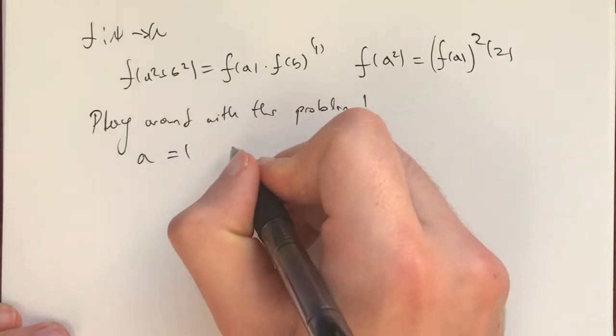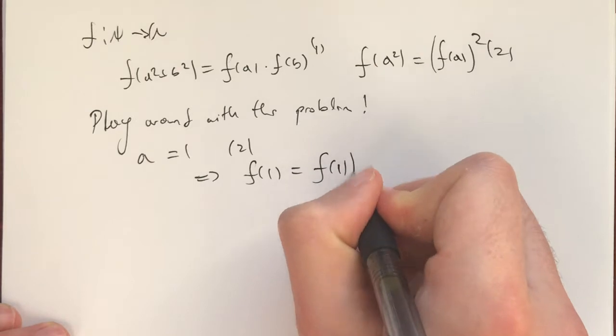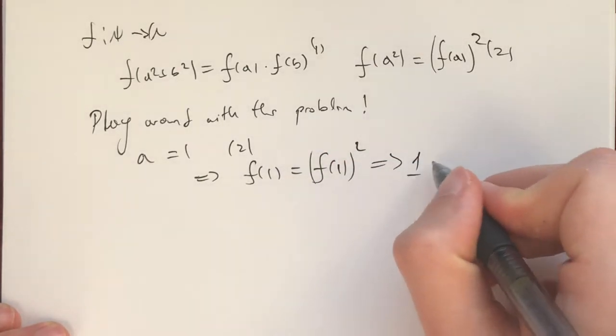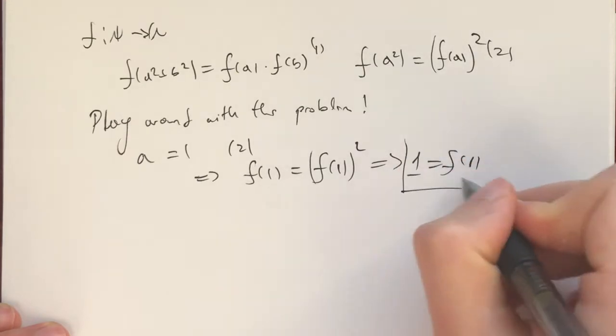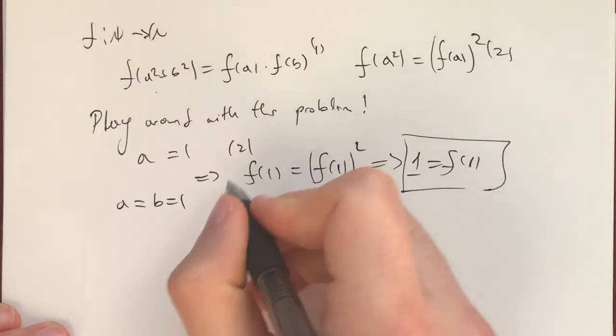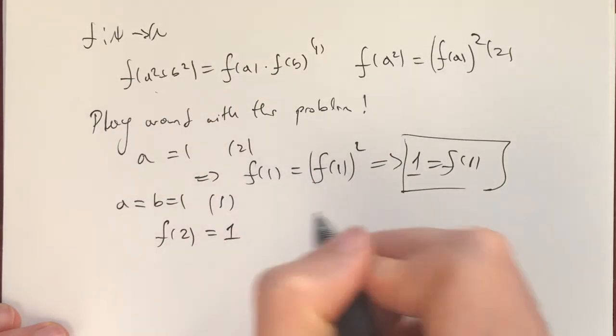Plug a equals 1 into 2. What you get from there is f of 1 is f of 1 squared. Because this isn't 0, we can divide by f of 1, and we get that 1 is equal to f of 1. Yay, we have a value. Now we can plug that in here: a equals b equals 1 into 1, and we get that f of 2 is equal to 1.